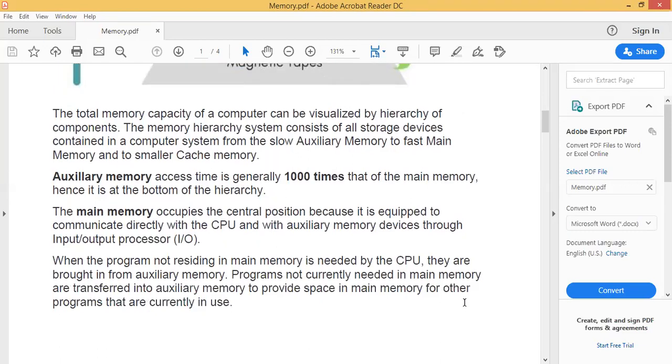When a program not residing in main memory is needed by the CPU, it is brought in from auxiliary memory, and the programs which are not currently needed in main memory are transferred into auxiliary memory to provide space in main memory for other programs that are currently in use.